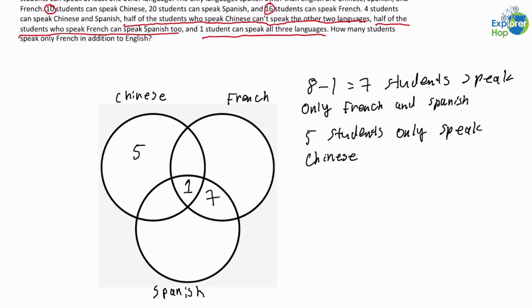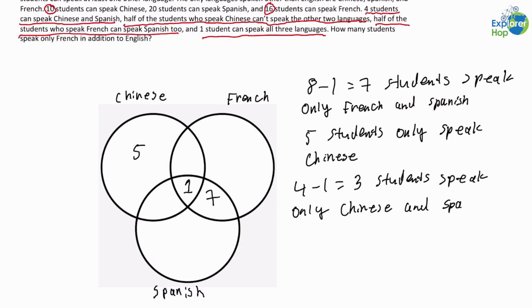And we also know that 4 students speak Chinese and Spanish, in addition to English, of course. So just like before, since only one student can speak all three languages, then this means that the other students who speak Chinese and Spanish can only speak Chinese and Spanish in addition to English. So this means that 4 minus 1, which is equal to 3 students, speak only Chinese and Spanish, in addition to English, of course. So we will write down 3 over here.